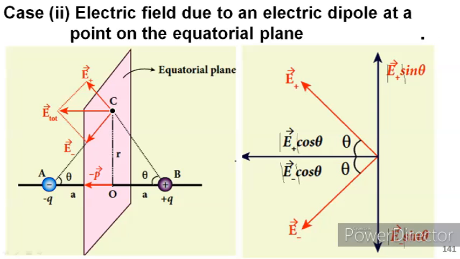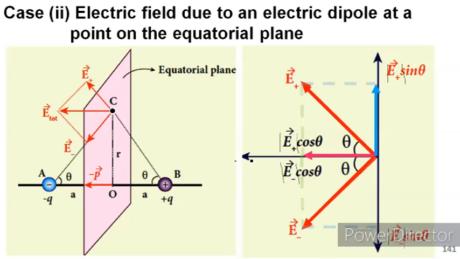Here you can see E plus sin theta and E minus sin theta are oppositely directed, so they cancel each other. What about E plus cos theta and E minus cos theta?